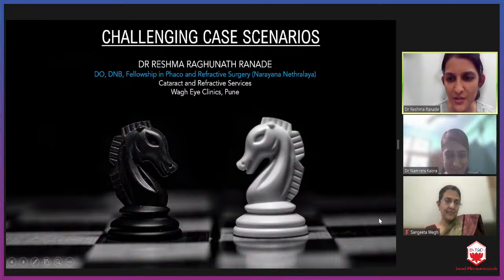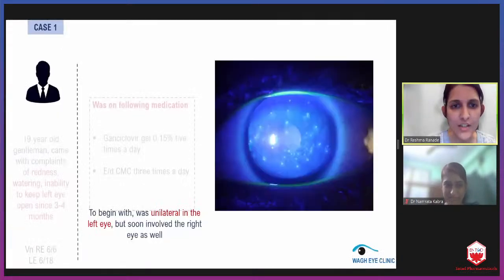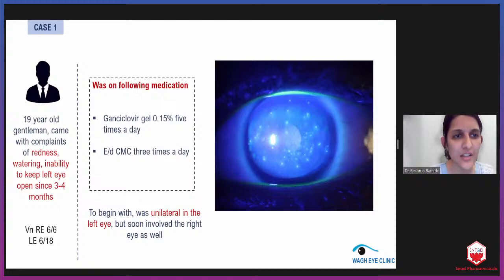I'll just present a set of challenging cases that we came across in the OPD, and I would love to have inputs of all the panelists for the same. So this is case one. This was a 19-year-old gentleman who came to us with complaints of redness, watering, and inability to keep the left eye open for the last 3 or 4 months.